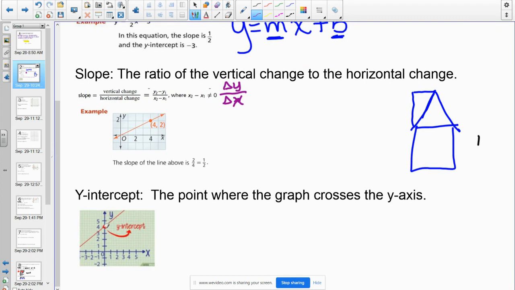Your y-intercept is the point where the graph crosses the y-axis. If we're looking at this graph here, you notice it points right there. So you have a line going through the y-axis. Exactly where that crosses is known as the y-intercept.